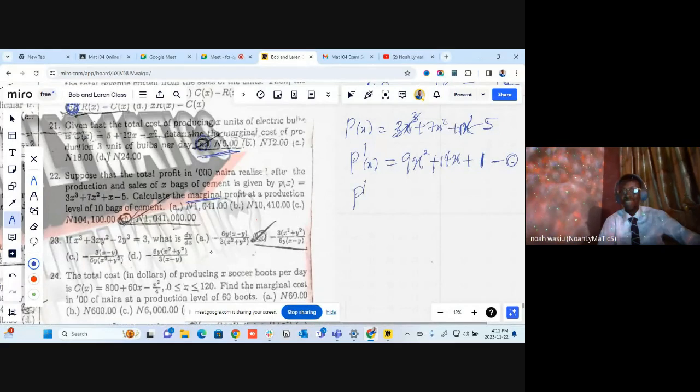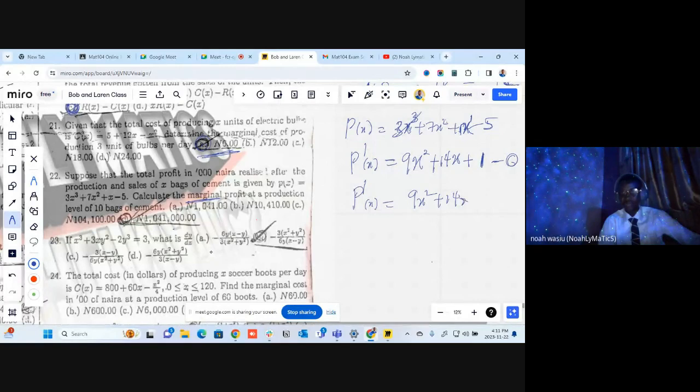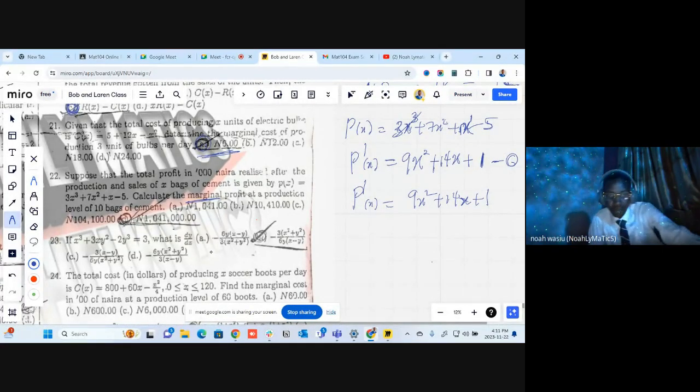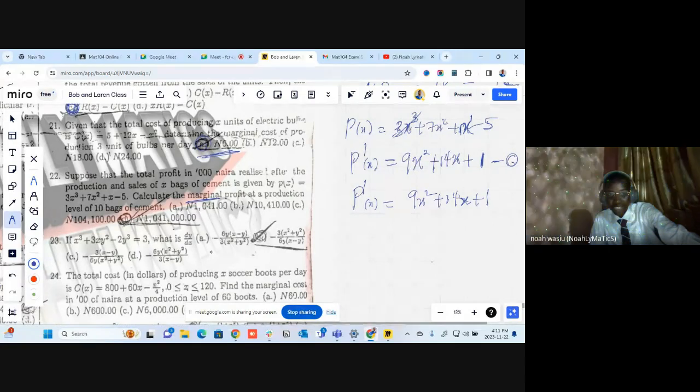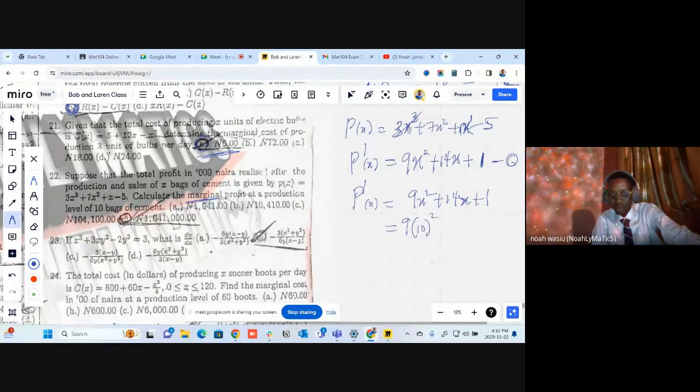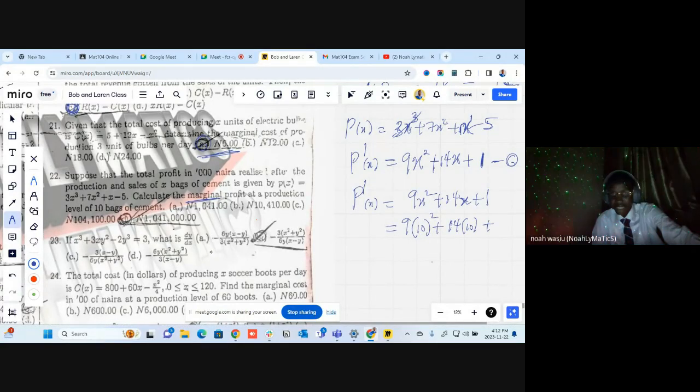So I have my marginal profit function as 9x squared plus 14x plus 1. Mind you, they said on a production level of 10 bags of cement. So the commodity is actually you have 10 units of bags of cement. So that will be 9, put 10 here, then square it. This is 14, put 10 here, then plus 1. What would that give us? This is 1,000.